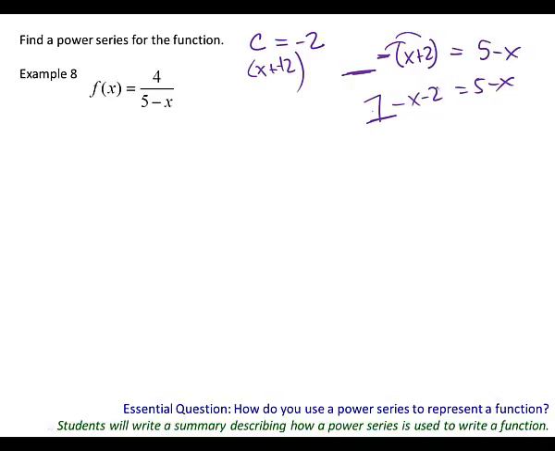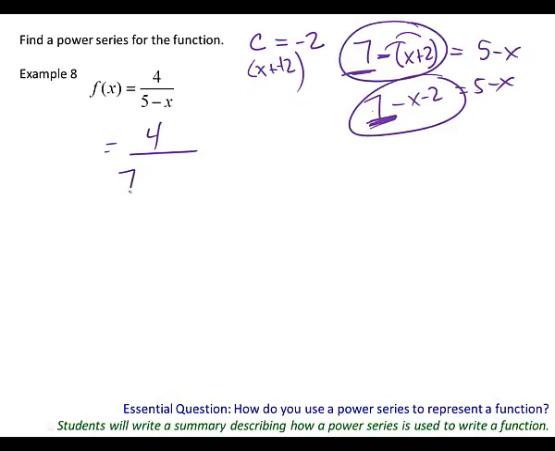So I distributed that in, and then I had to fill in the blank. I had to figure out what I would have to put in there to get the 5. So we know that 7 minus 2 is 5. So I'm going to take this and replace it down here. Actually, I'm going to put this version of it down there before I distribute in. So we have 4 over 7 minus x plus 2.